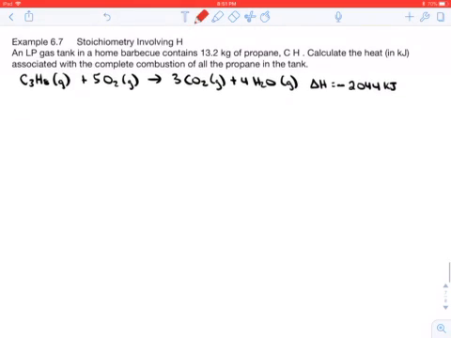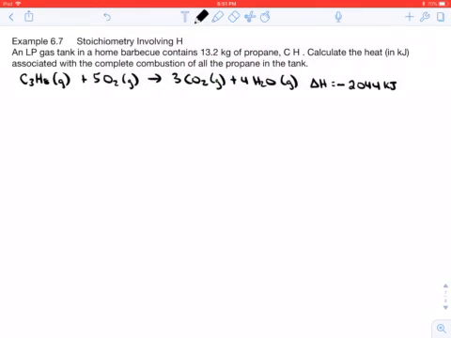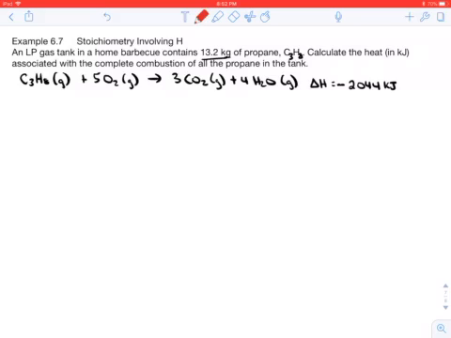Stoichiometry involving delta H. So we have an LP gas tank in a home barbecue. It contains 13.2 kilograms of propane, C3H8, which I forgot to write in my letters there. Calculate the heat in kilojoules associated with the complete combustion of all the propane in the tank. So basically, we're trying to figure out how much energy we can get from 13.2 kilograms. So let's go ahead and jump right in.